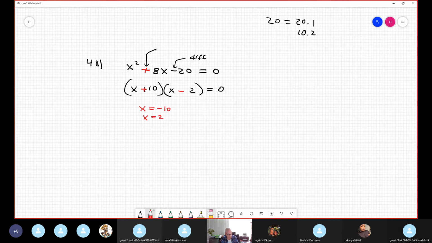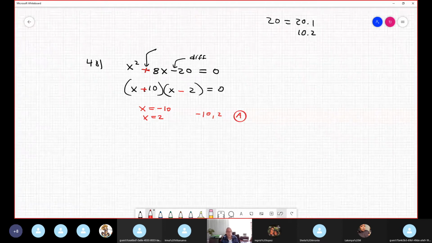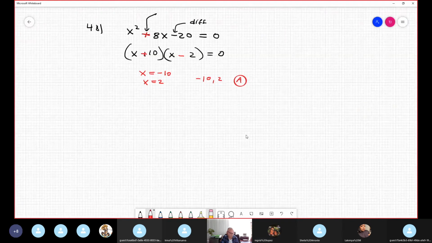The solution when you list it is negative 10, comma 2, like option A, no? Super clear or super confusing? Super clear. Okay.